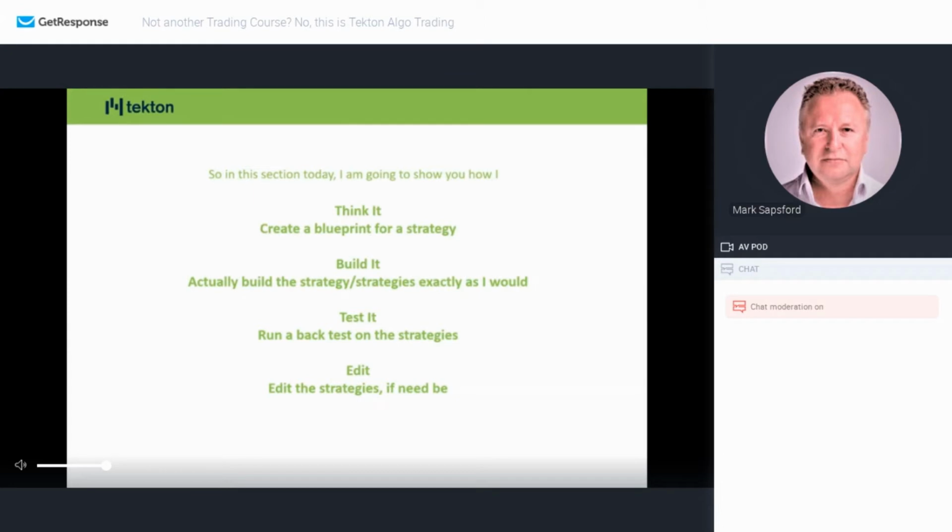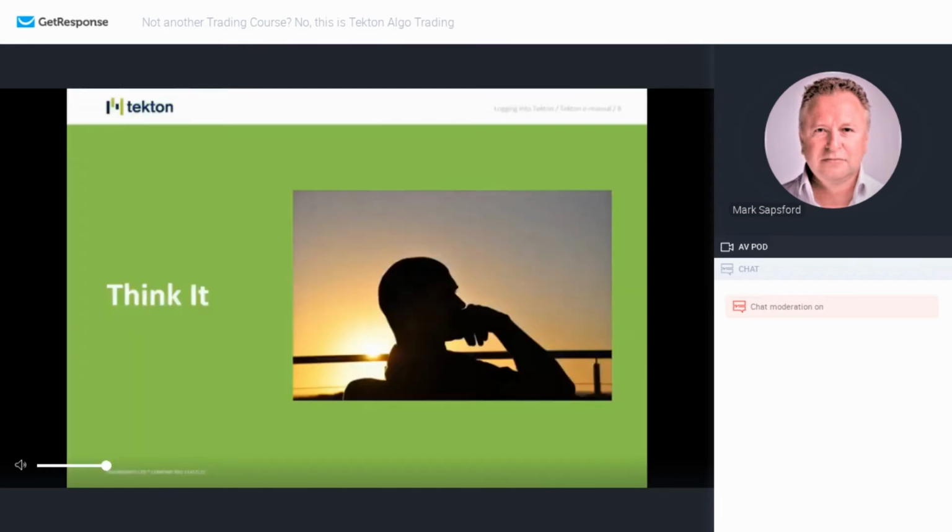Edit is such a useful function. Get used to using it, because if you use it properly, you can change strategies that you've seen and then adapt them for future use, and maybe get an even stronger result. And the final thing is trade it. Set the strategies to run live using the start trading function.